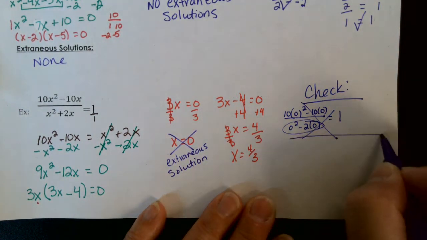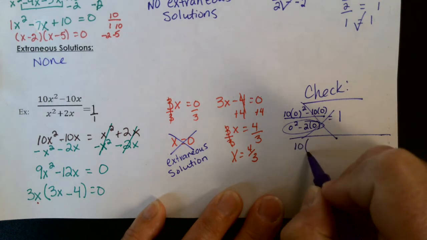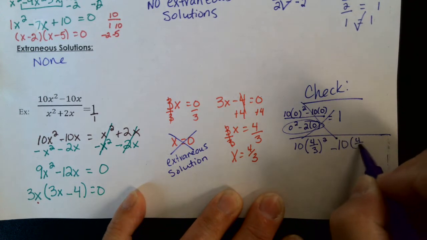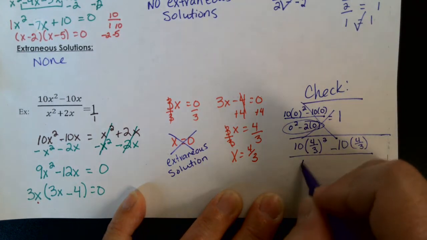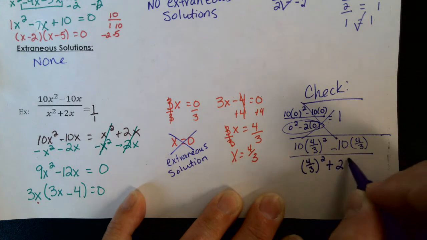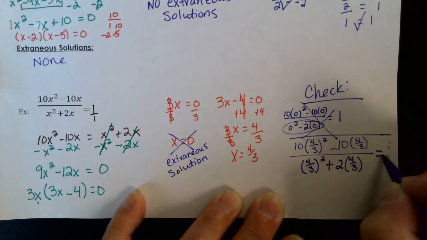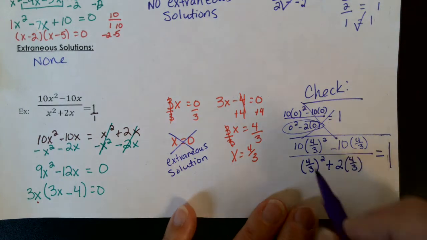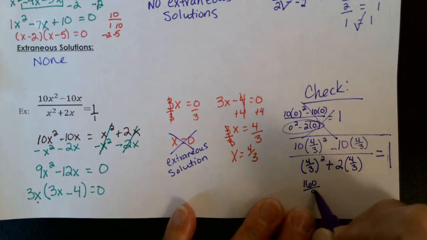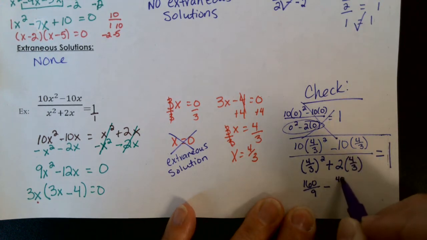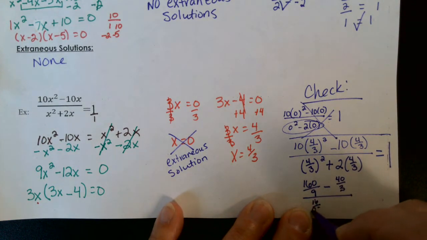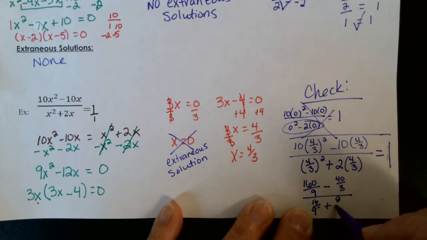Okay, let's check with the 4/3. So I have 10 times 4/3 squared minus 10 times 4/3, all divided by 4/3 squared plus 2 times 4/3 equals 1. So 4/3 squared, that's 16/9. That's 160/9 minus 40/3. And that's going to be 16/9 plus 8/3.